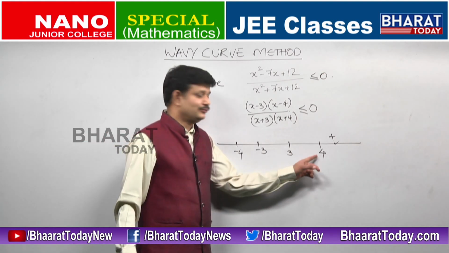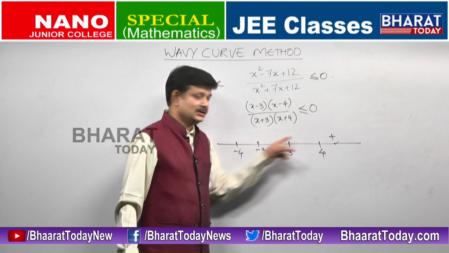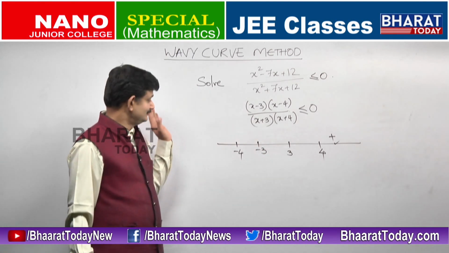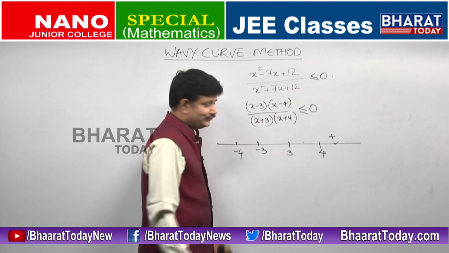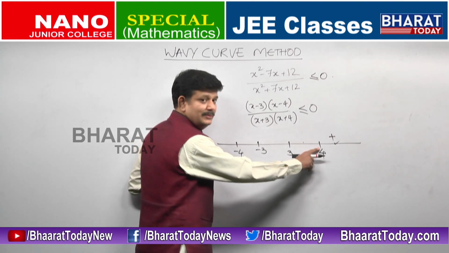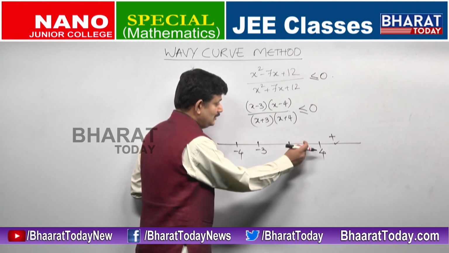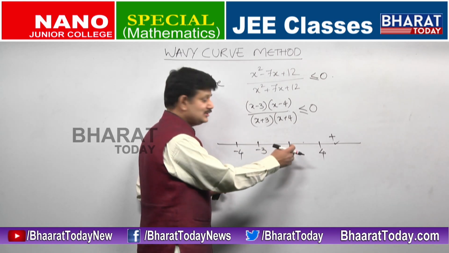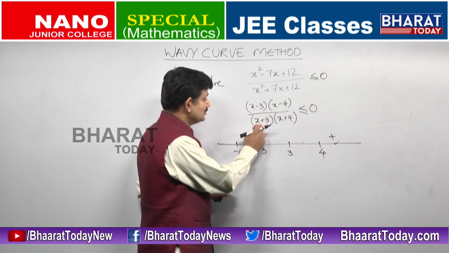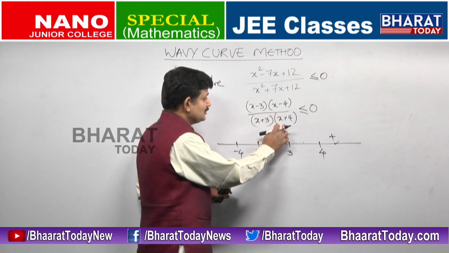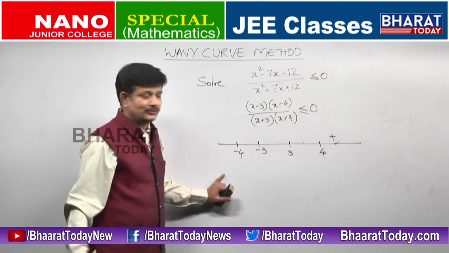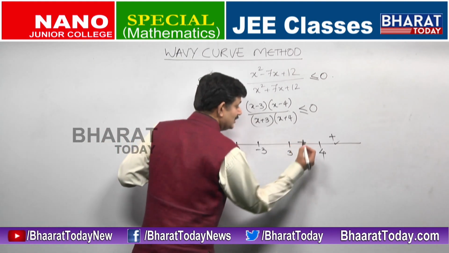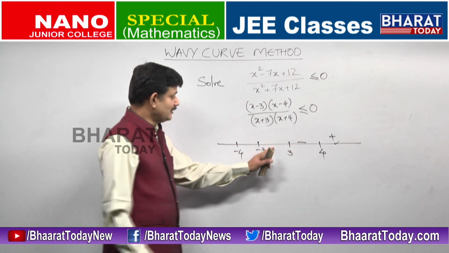What is happening between 3 to 4? You can guess now. Positive, negative, positive, negative, positive. Or you want to see: in between 3 and 4, x minus 4 will be negative, x is less than 4, x is greater than the remaining 3 numbers, so everything else is positive. x plus 3 is positive, x plus 4 is positive, x minus 3 is positive, only one number is negative. So what will happen to the product? Yes, negative.